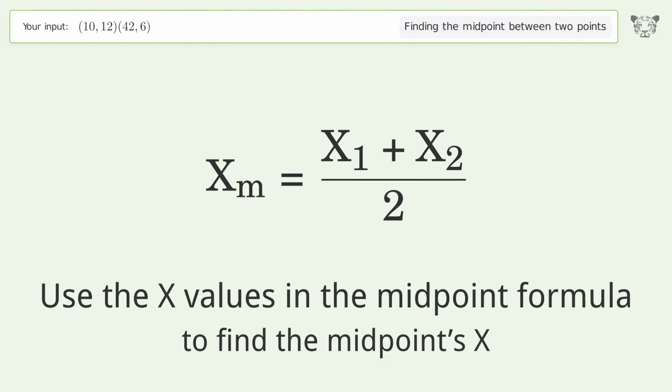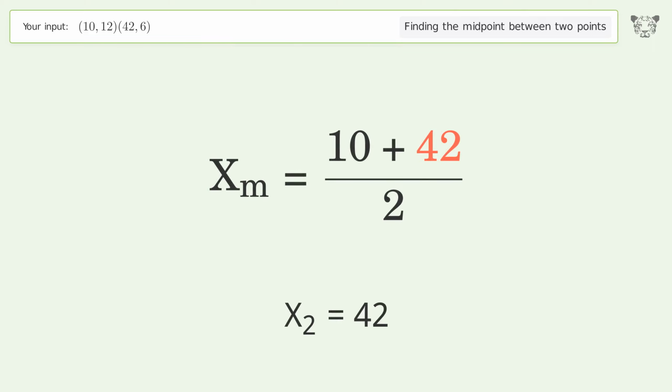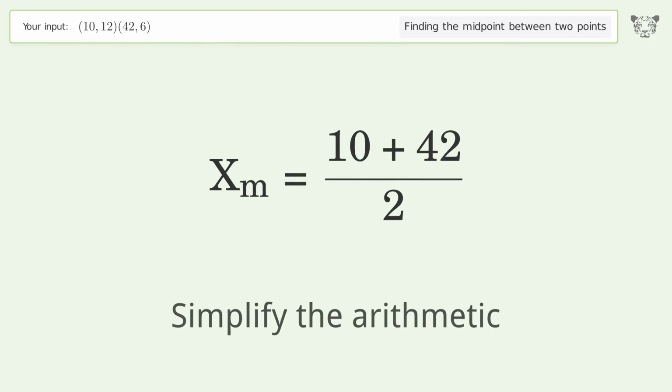Use the x values in the midpoint formula to find the midpoints x. x1 equals 10. x2 equals 42. Simplify the arithmetic.